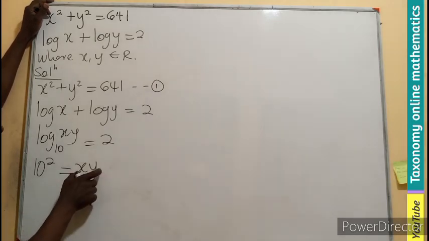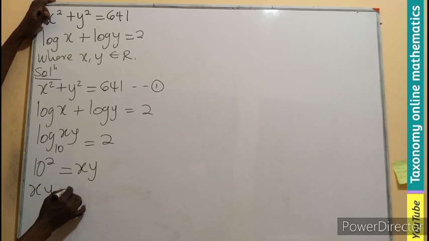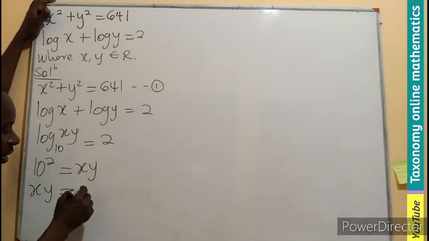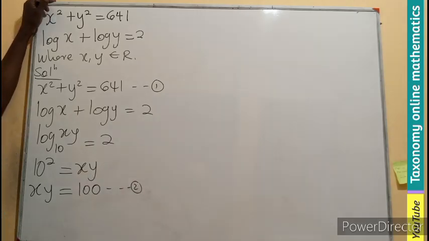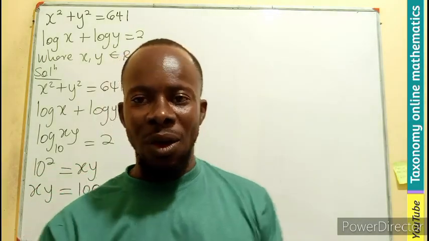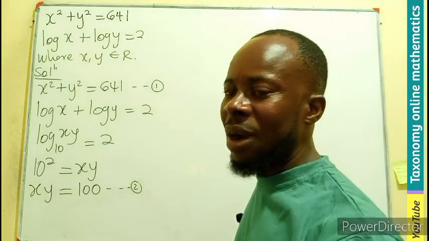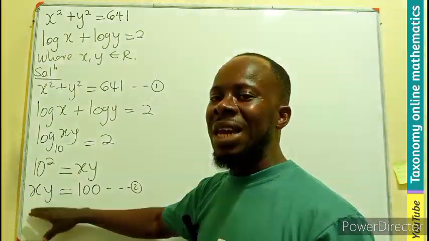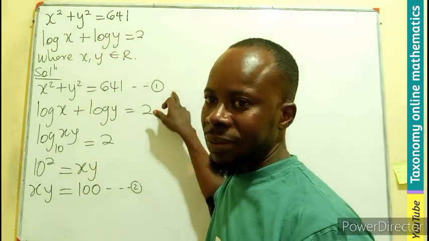So we know to write this, let the variables be on the left. xy will be equal to 10 exponent 2, meaning 10 times 10, and that will give us what? 100. So we have our second equation. When you have equations that have squares of the variables and one of the equations without the square of the variable, we use the substitution method. So we make x or y the subject here and substitute into equation 1.